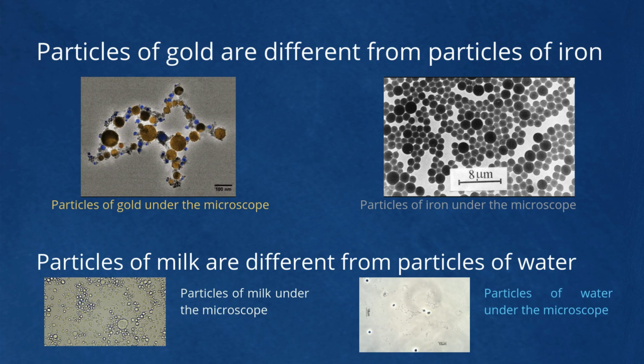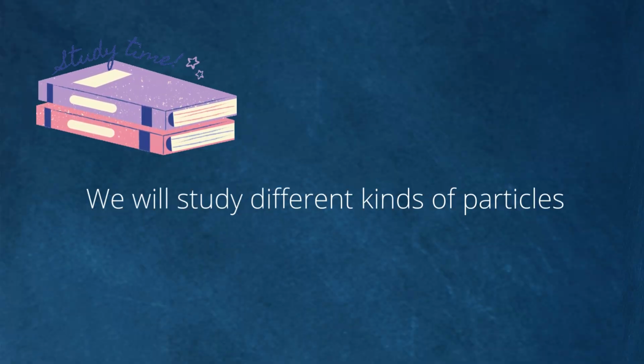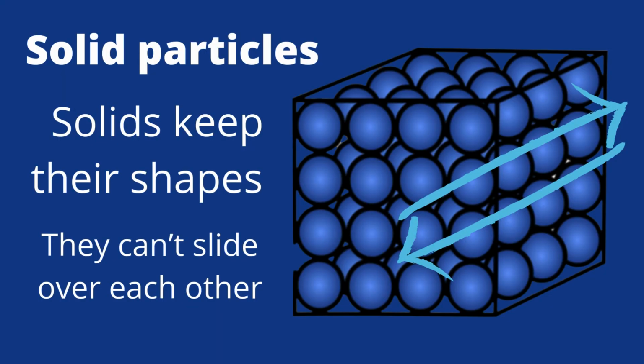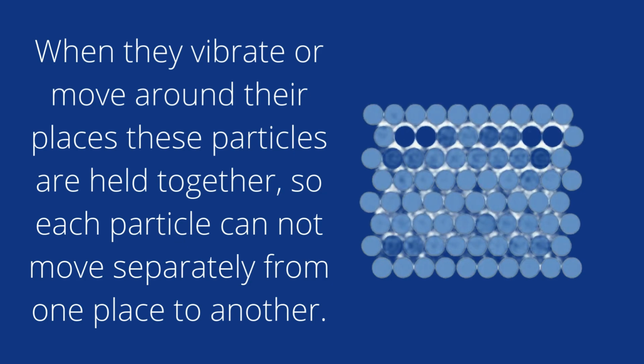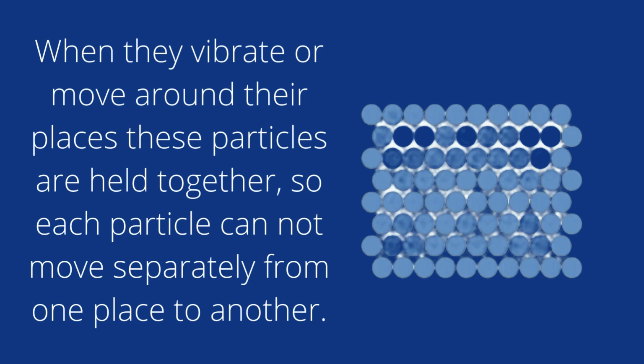Now we will study different kinds of particles. Here we have solid particles. As you see, solids keep their shape. They have fixed shape and volume. And this is why: the particles in the solid state can't slide over each other. The meaning of slide is to move from one place to another separately or freely, okay? So in the solid state, the particles can't slide over each other.